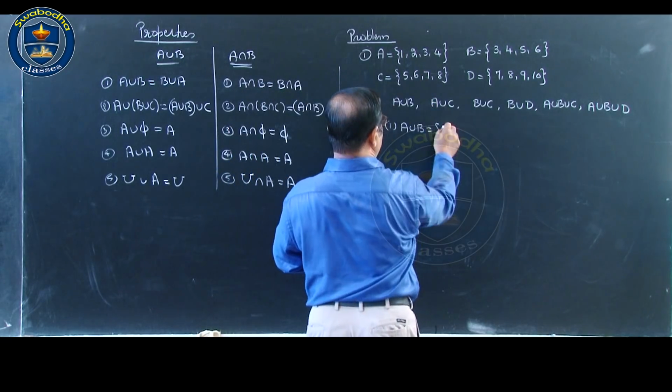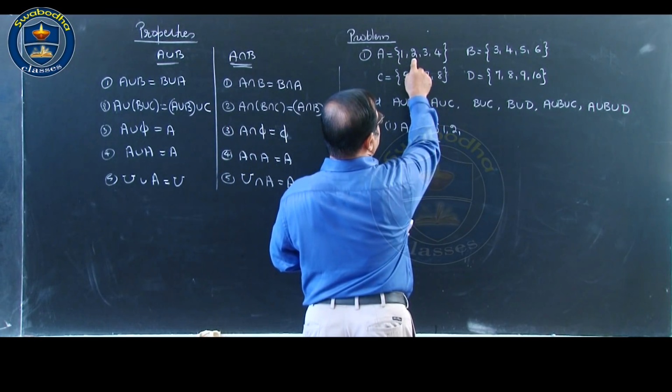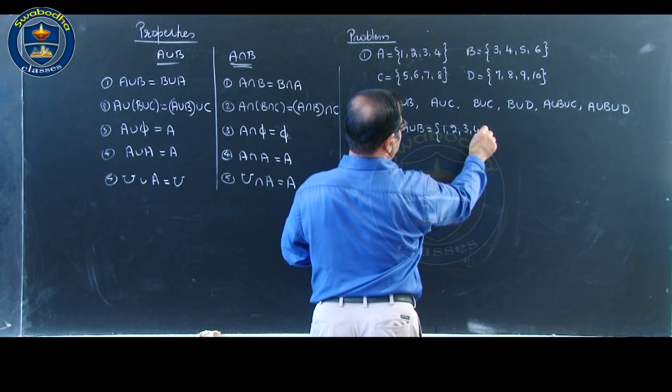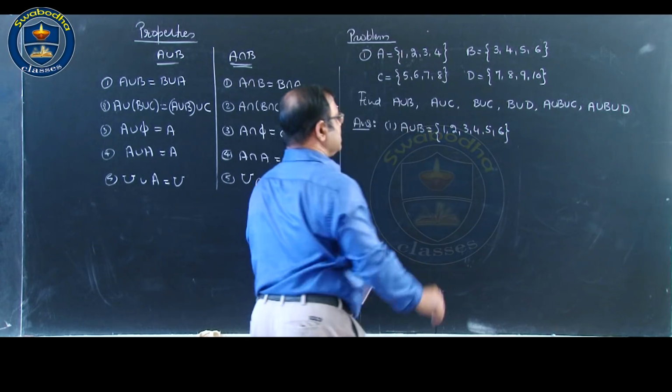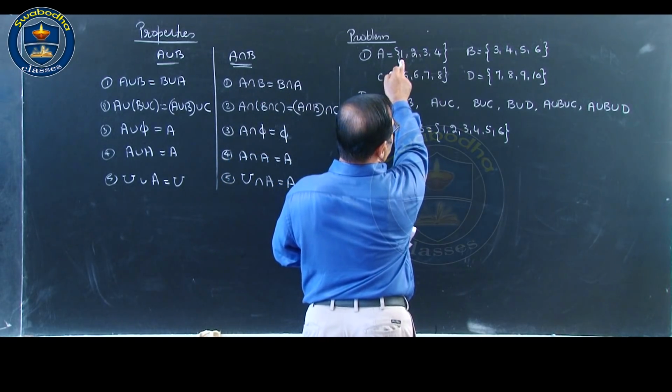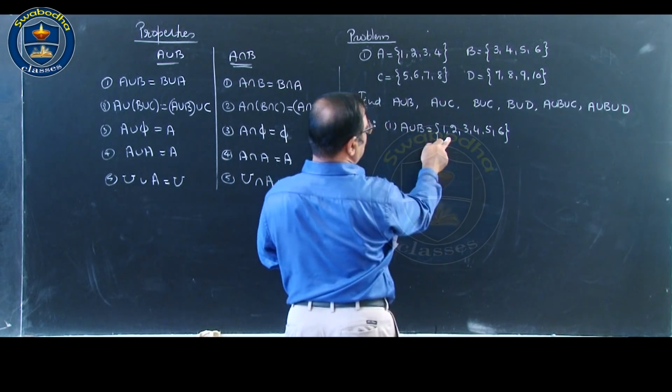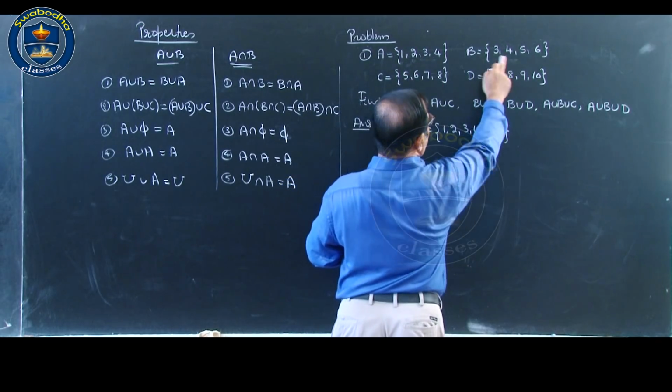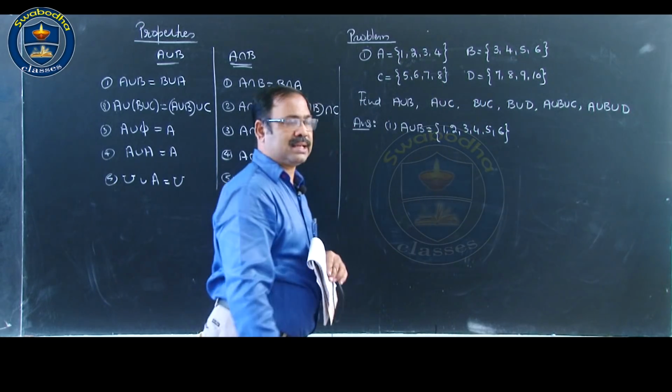See here, 1 2 3 4, then 5 6. See, this is A union B. What is A union B? 1 2, because here there is 1 2, then 3 4 is common, so 5 6.